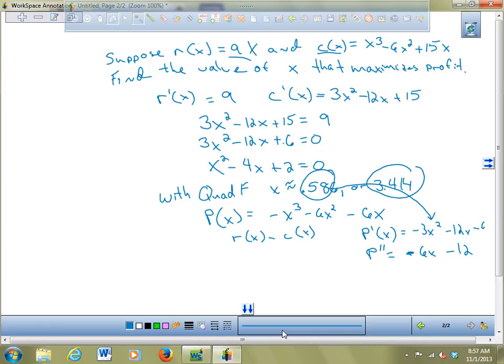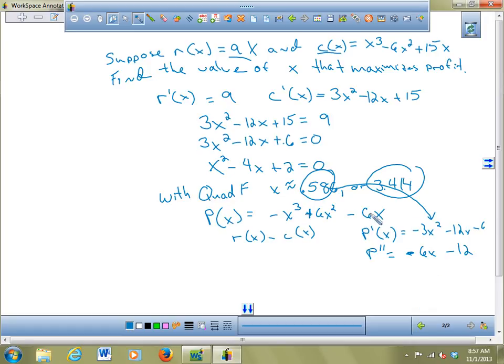Where did you get that profit from? I took this and I subtracted this. So shouldn't it be plus 6x? Thank you, that's where I messed up. That should be a plus. If I subtract this equation minus this equation, this becomes negative, this becomes positive, right? And this becomes 9x minus 15, that's where I messed up.